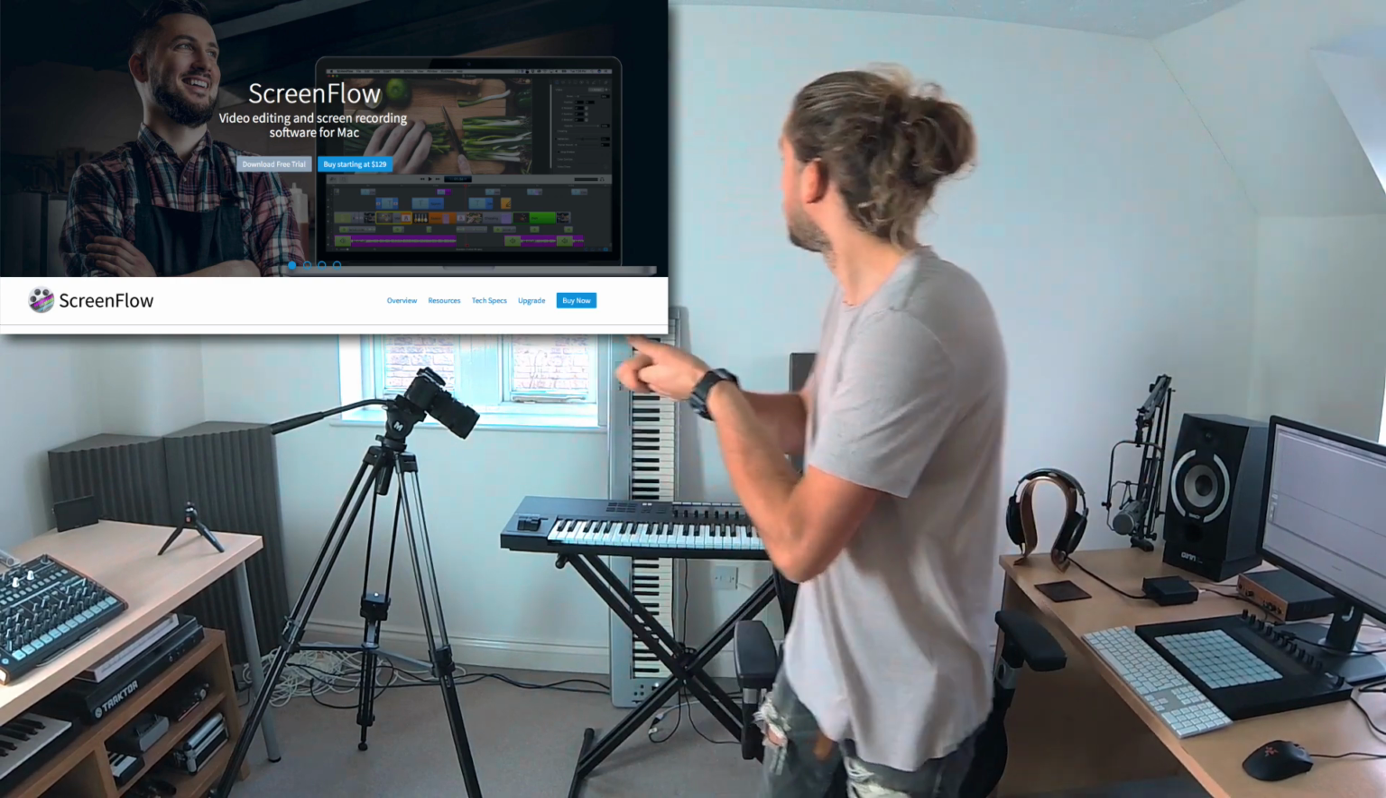Also, ScreenFlow. Now, loads of mistakes. Loads of ScreenFlow issues. ScreenFlow is basically my screen recording software. It's what everyone in the world uses.